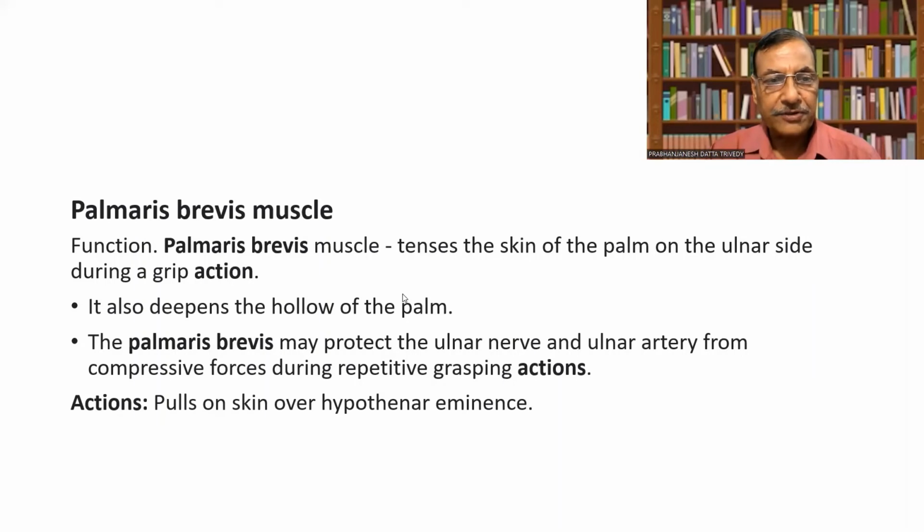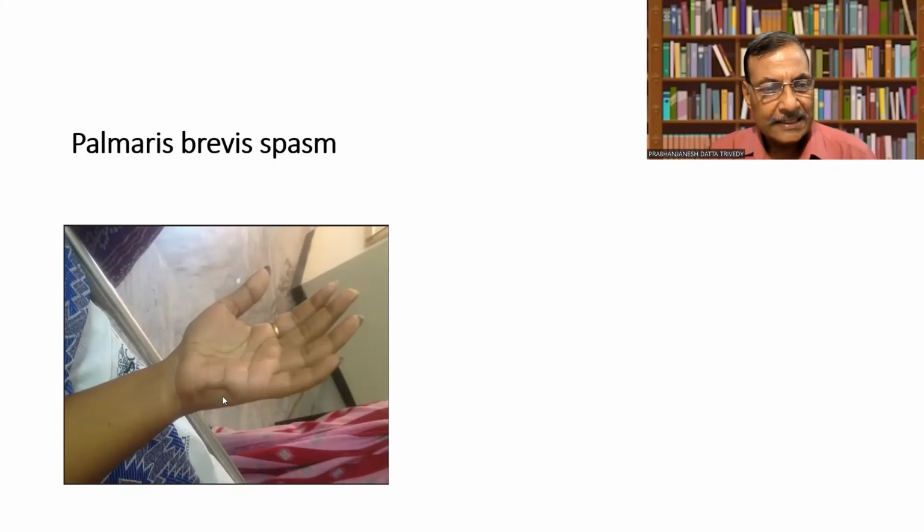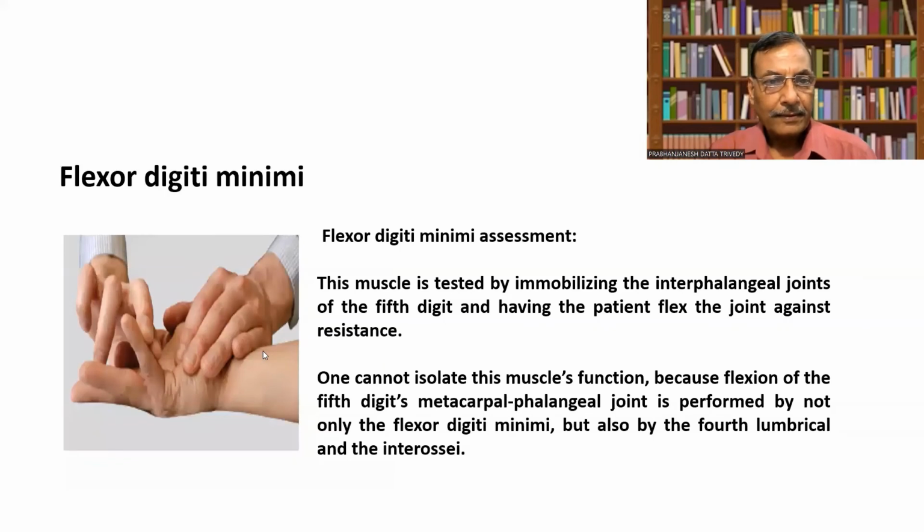Palmaris brevis muscle, it tenses the skin of the palm on the ulnar side during a grip action. Ask the patient to abduct the fifth digit and then instruct them to contract the hypothenar eminence simultaneously. Skin corrugation will occur. See this part. This is palmaris brevis.